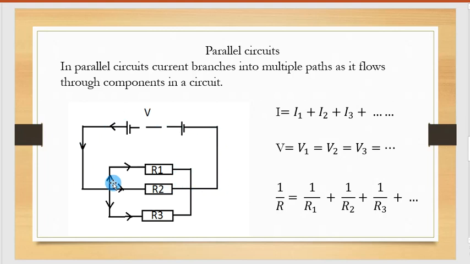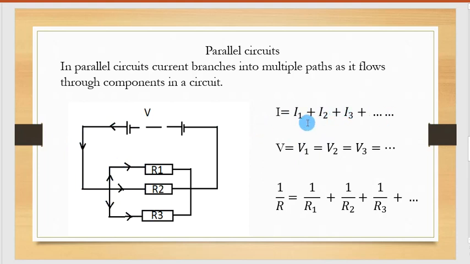So what we can see in parallel is that the current from the battery, which is I here, is equal to, since it will split up, the sum of the current that will pass through resistor 1, resistor 2, and resistor 3. So that's what this mathematical expression is indicating here, that total current of the battery is equal to I1 plus I2 plus I3, meaning the total current will split up into the individual currents that will pass through each resistor. So that's the meaning of this expression.